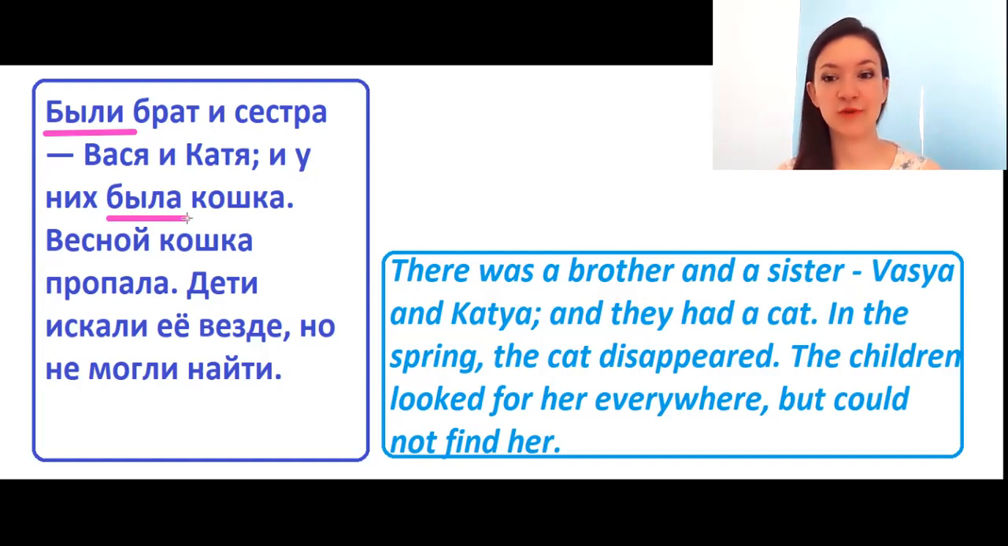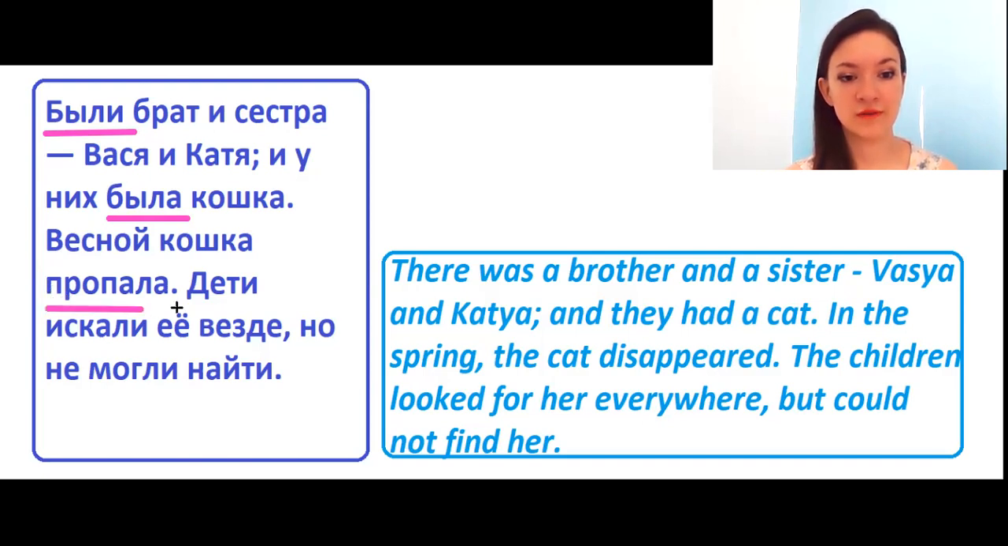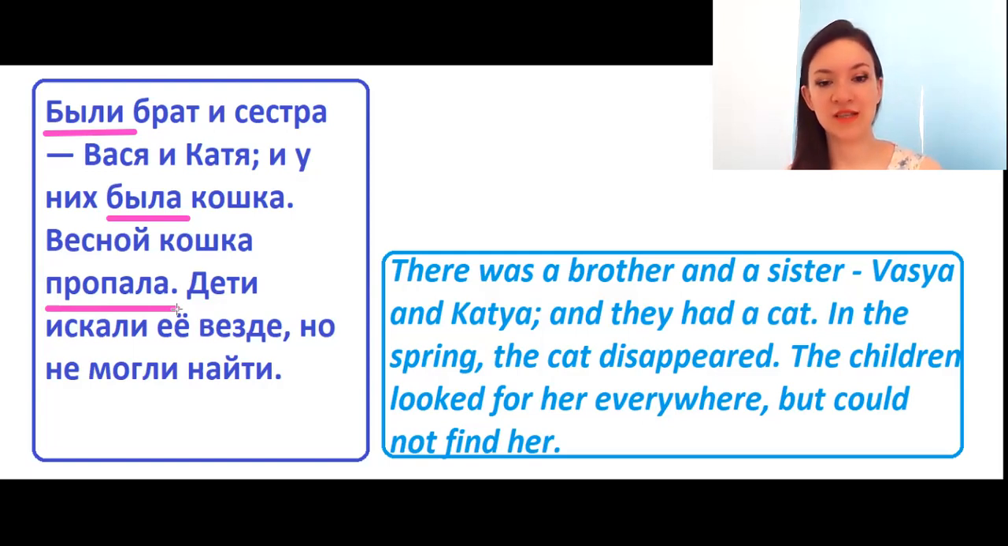And next one is more interesting. Весной кошка пропала, disappeared. It happened only once. It is a finished action, right? And we have the result. There is no cat at home. So that's why we use here perfective verb aspect. Пропала.